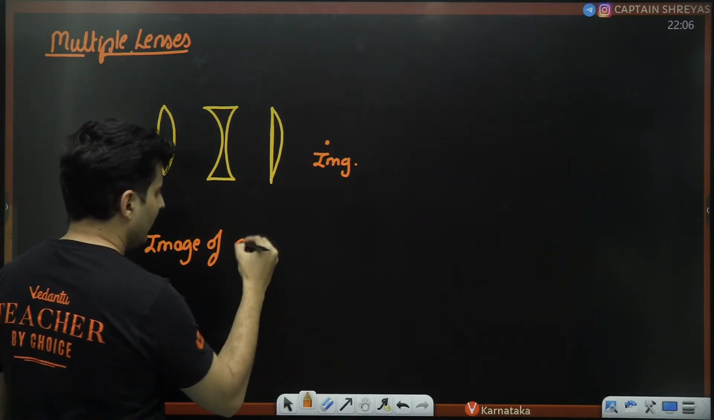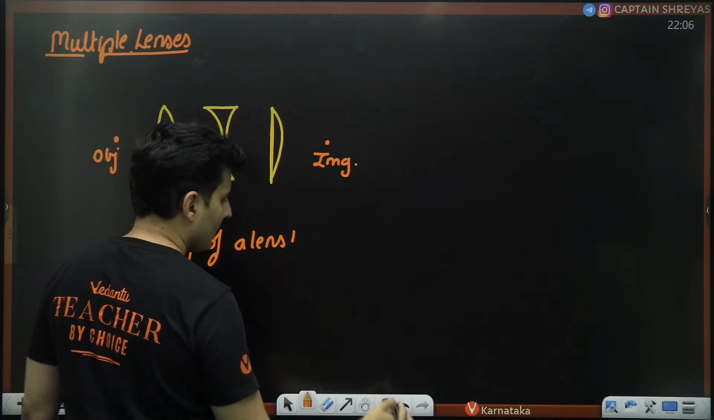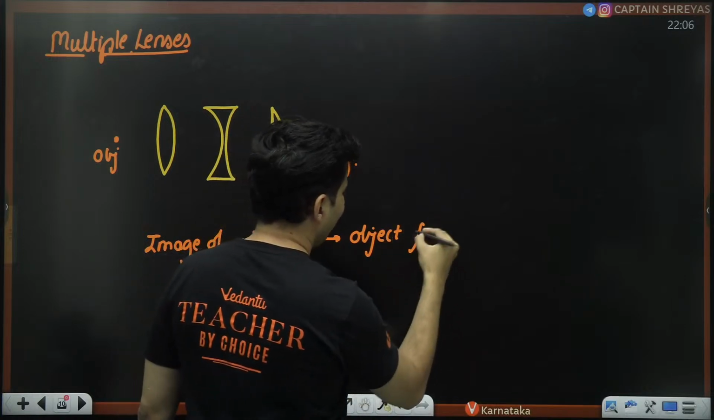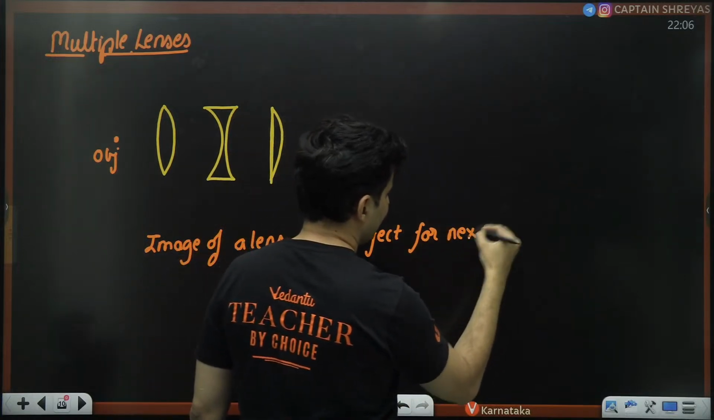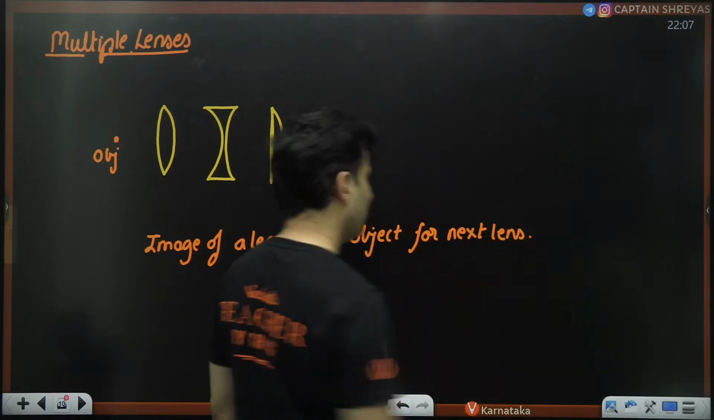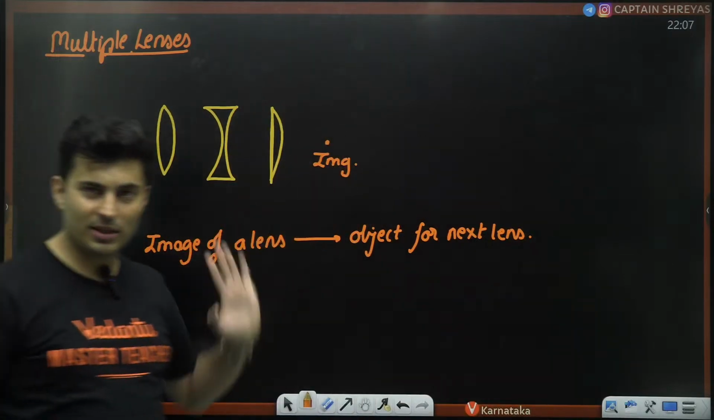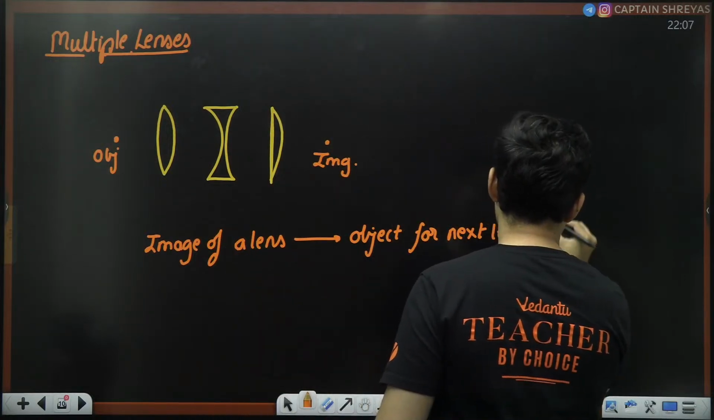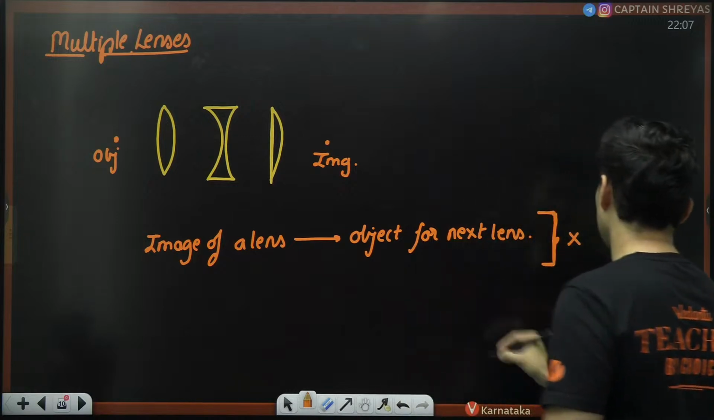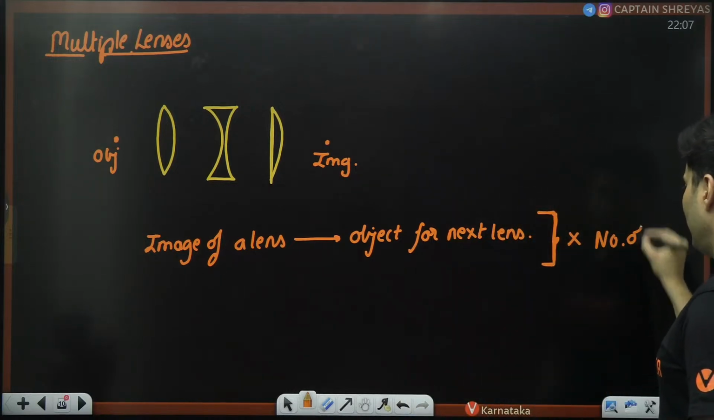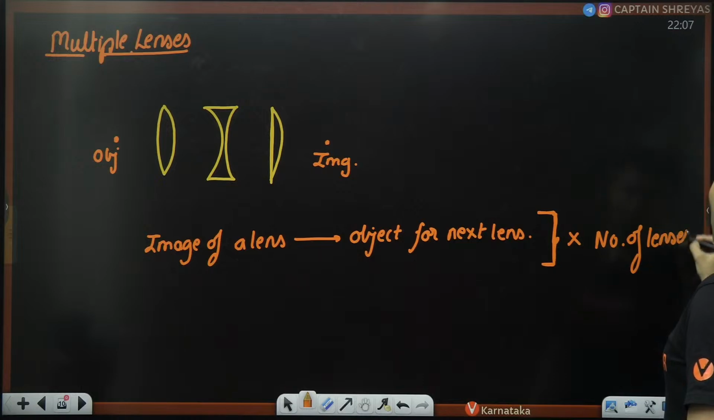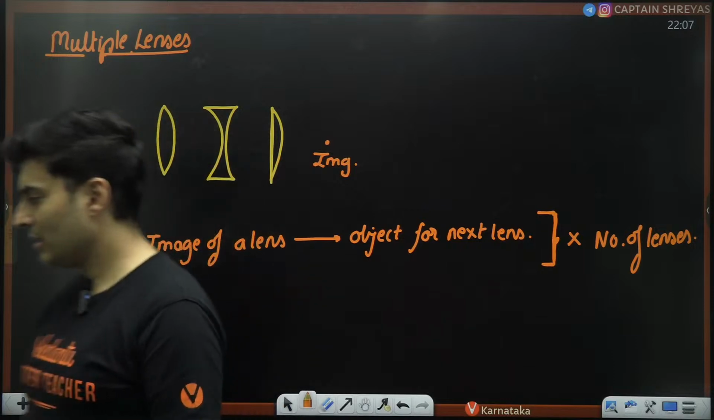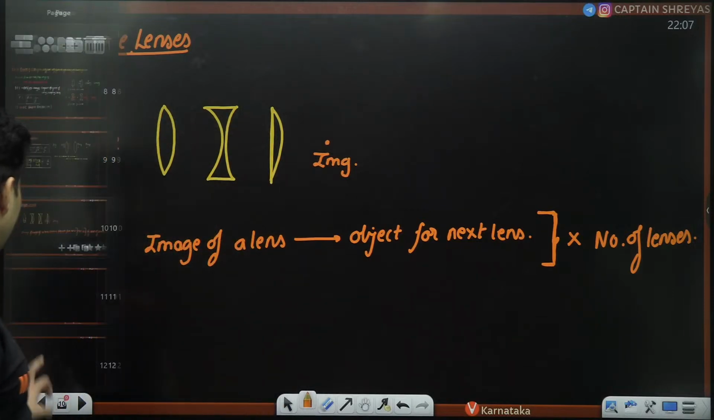the image of a lens becomes the object for the next lens. Use this concept. The image of a lens becomes the object for the next lens, and repeat this process. Repeat this process as many times as the number of lenses there are. Then you will basically get where the final image is.